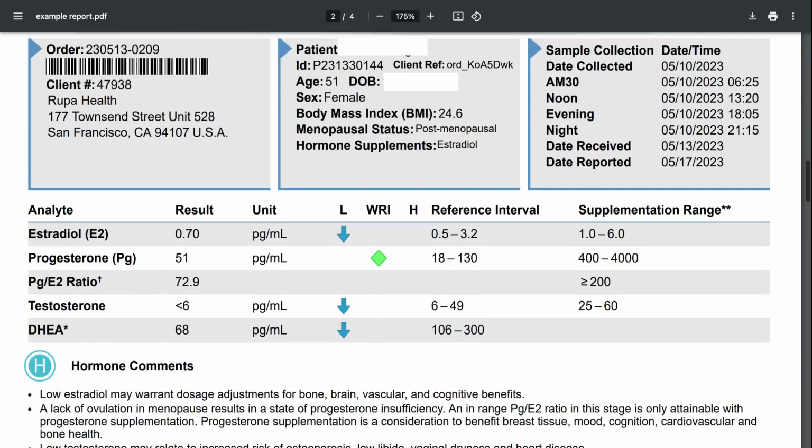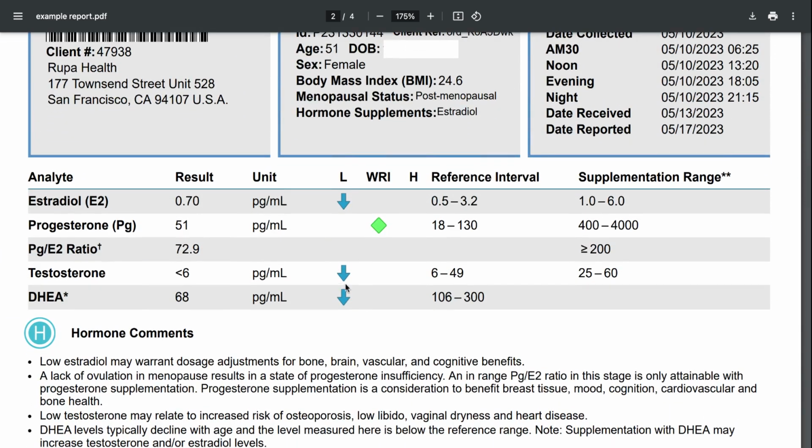They will repeat it on the second page for us because DHEA is the building block for testosterone and the building block for estradiol. So estradiol is our main estrogen. When we talk about estrogen, we're really referring to estradiol. And she is within range at 0.7. The range for somebody not using it would be 0.5 to 3.2, somebody using it 1.0 to 6.0. So she's a little bit on the low end of the range.